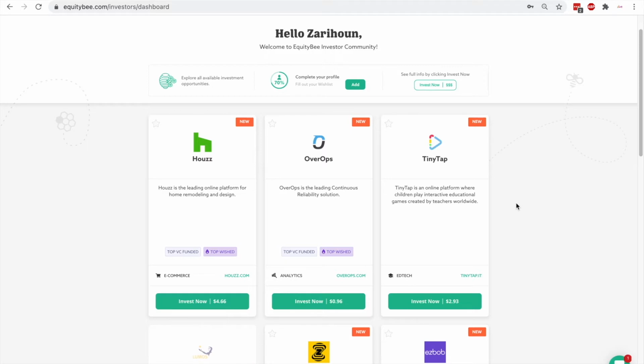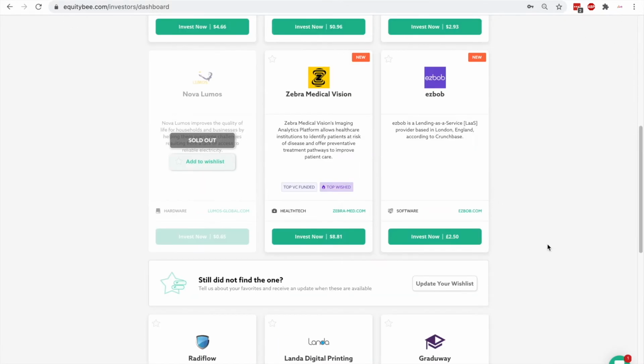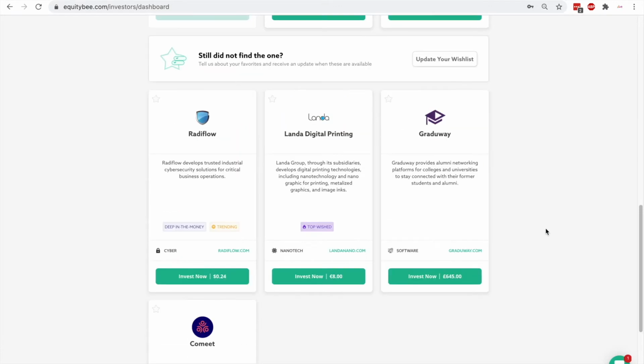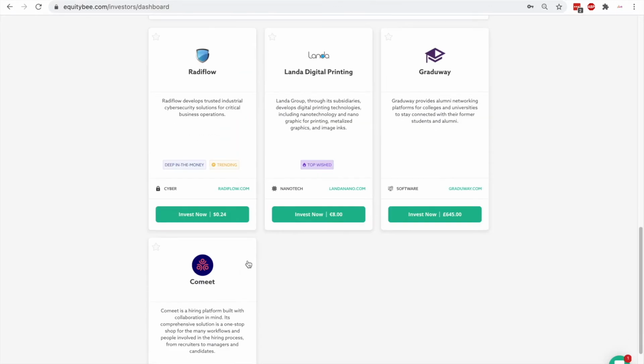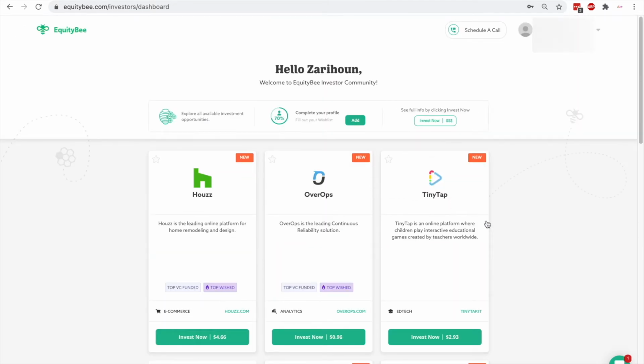So if you are an investor, if you have invested in a startup, if you're actively investing in pre-IPOs, this video is for you guys. So I have already registered, and this is the interface that I'll be seeing once you guys are registered. And based on today's data, these are the available startups that I'm able to invest in. You can see they have classified based on different sectors. So you have e-commerce, analytics, edtech, software, healthcare, and you have what else? Nanotech, cyber, and software. These are the current available startups for you guys to invest in.